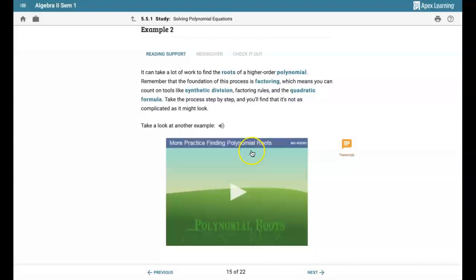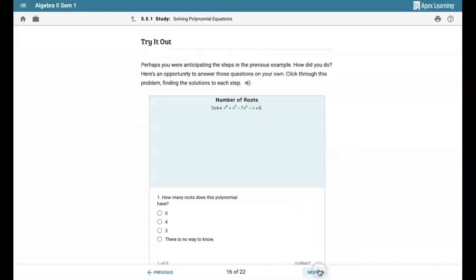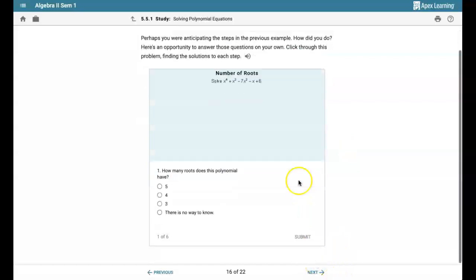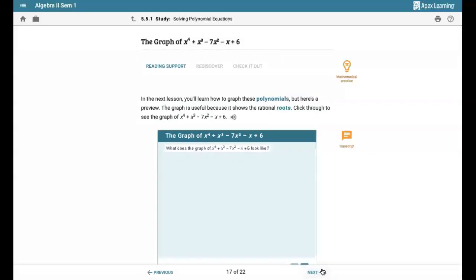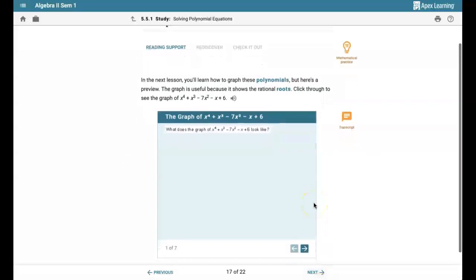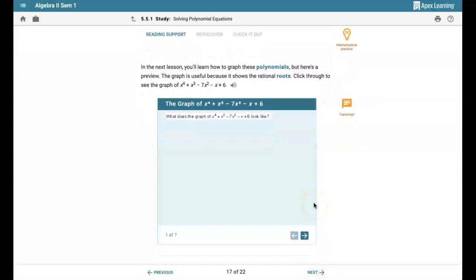I'll let you guys watch this video on your own here for more examples of how to do this process. All right. Same thing here. Go through and try to answer these multiple choice questions. Now, when we're looking at this, okay, we talked about graphing polynomials. All right, so we're going to look at some things with our graphs here.